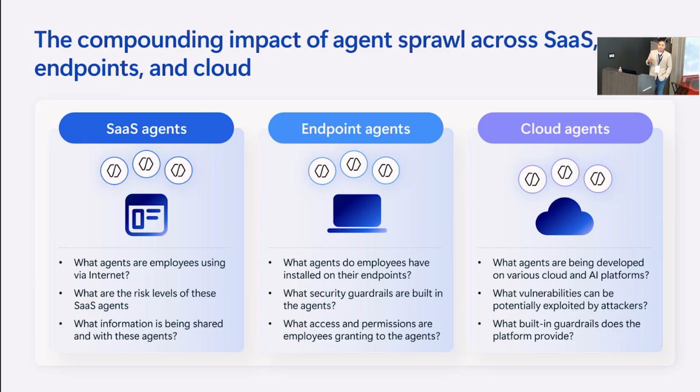When we ground it in information, we are giving these agents the ability to reason over it, right? And for cloud agents, what agents are being developed on various clouds and AI platforms? What vulnerabilities can potentially be exploited by attackers? And what built-in guardrails does the platform provide, right?